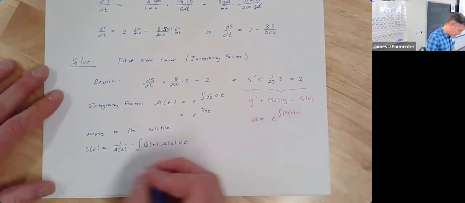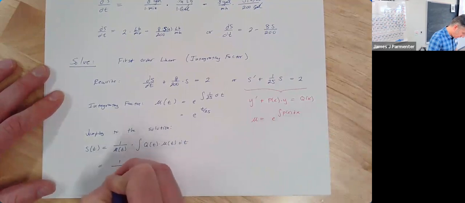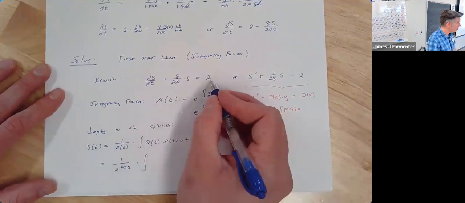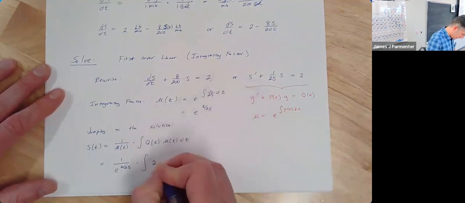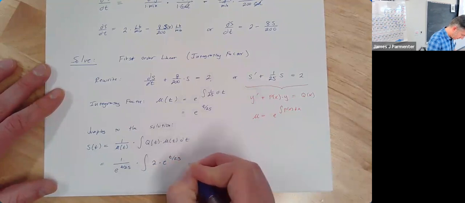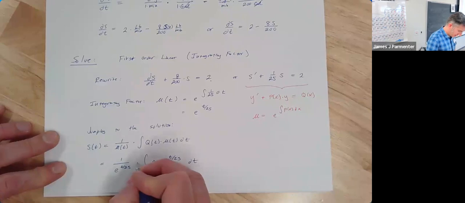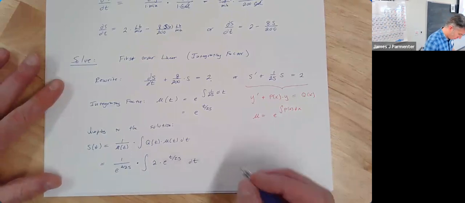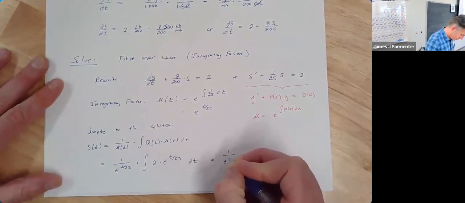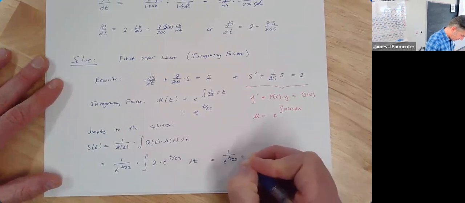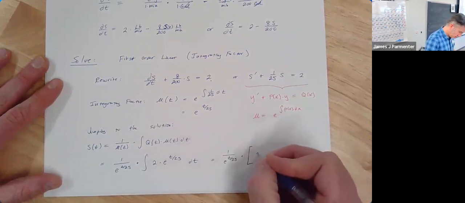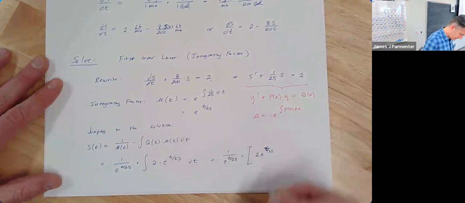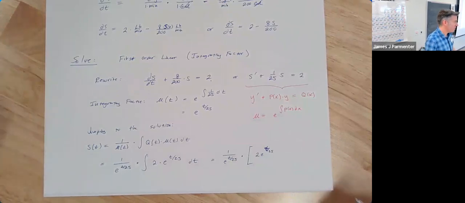So in this particular example, that's going to be 1 over e to the t over 25 times the integral of q, which is just 2, times e to the t over 25. And then we actually do have to integrate. Integrating e to the t over 25 is pretty straightforward. We've got 1 over e to the t over 25 times the integral of 2 e to the t over 25, which is 2 e to the t over 25 divided by 1/25, or multiplied by 25.